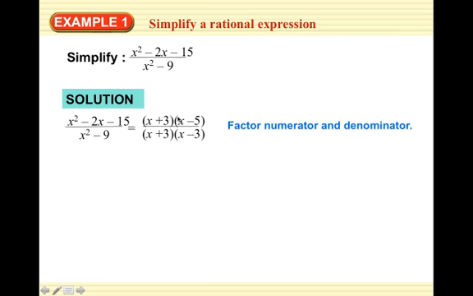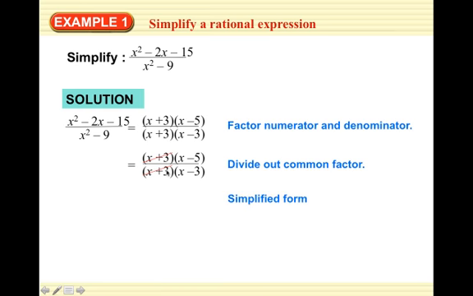Now, if you look on top, we factored to 2 binomials. On the bottom, we factored to 2 binomials. Whenever you go to cancel binomials, it's all or nothing. Okay? The whole entire polynomial has to match up, or you cannot cancel it. I can cancel x plus 3 with x plus 3 because they match up exactly. I cannot cancel this x plus 3 with that x minus 3 because of the minus. They don't match up exactly. It's all or nothing. All right, so we're going to divide out the common factor, the x plus 3's, because they match up exactly, and we're left with x minus 5 over x minus 3.